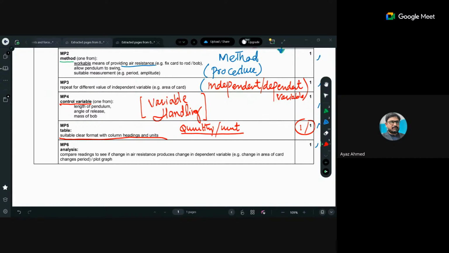I will tell you how to take the graph. At least the variables should be mentioned there, I mean the independent and dependent variables. Then the last 2 marks are probably additional details and safety precautions.